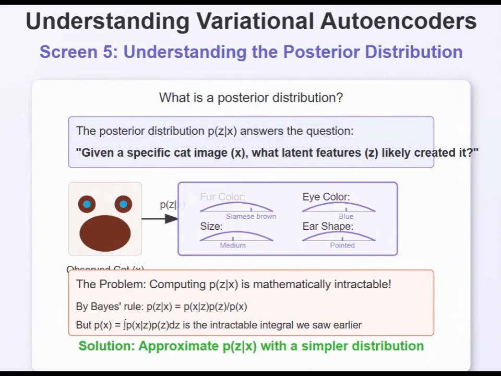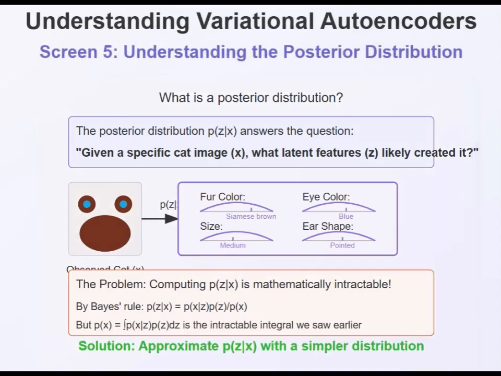As you can see in the visualization, for each feature like fur color, eye color, size, and ear shape, the posterior gives us a probability distribution. Some values are more likely than others for the specific cat. This distribution is incredibly useful because if we could compute it, we would understand the underlying features of our data. We could potentially manipulate these features to generate new controlled variations.